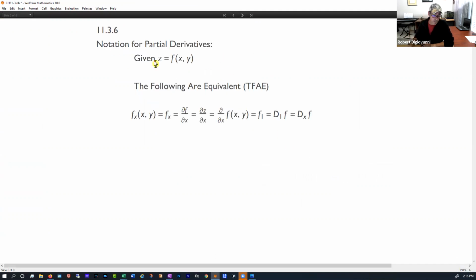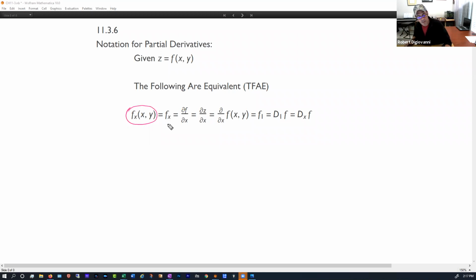So if we're given that z is some function of two variables, x and y, then the following are equivalent. Anytime you see in math, we write TFAE, the following are equivalent. You see this a lot. So all of these notations mean exactly the same thing. So this meant what we were just doing, right? This means you're going to hold y constant and treat x like a variable. Another way you could write that is just the f with an x below it. That would mean the same thing.